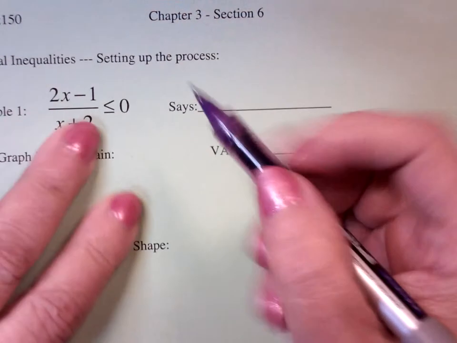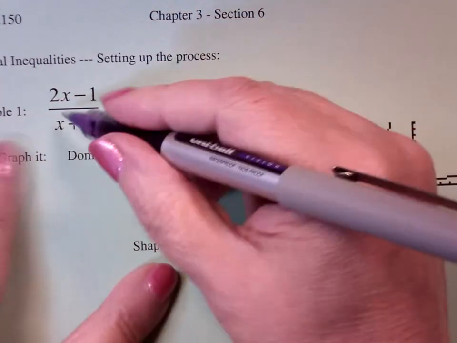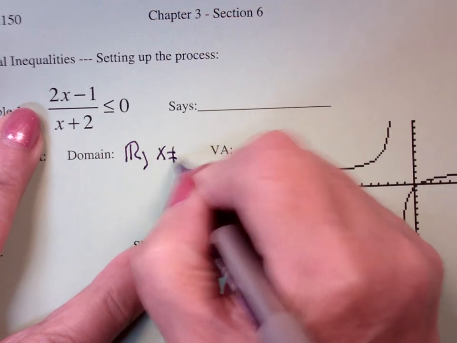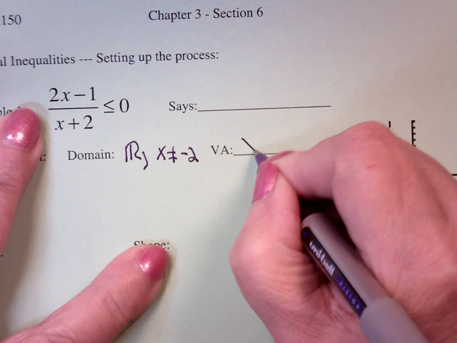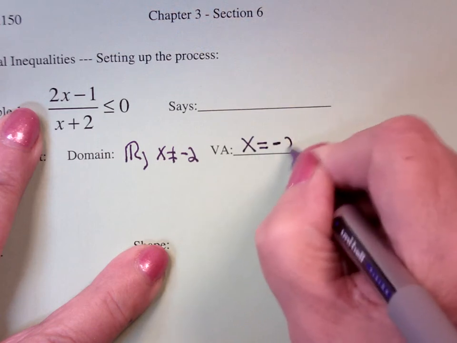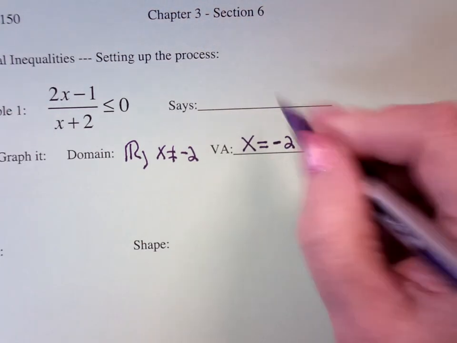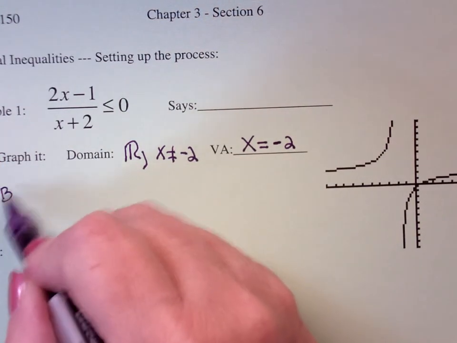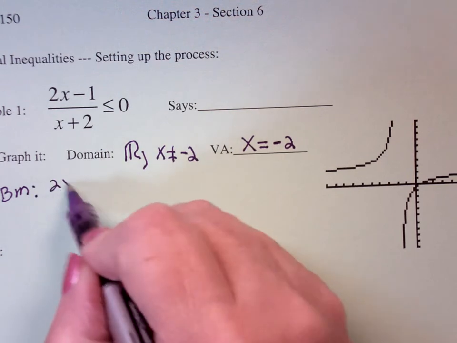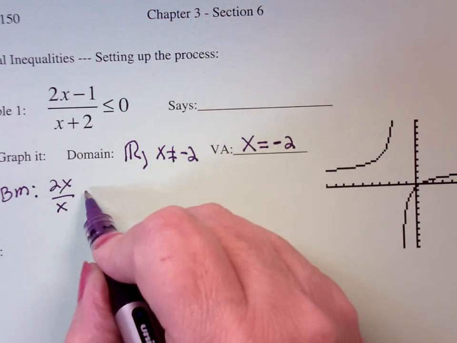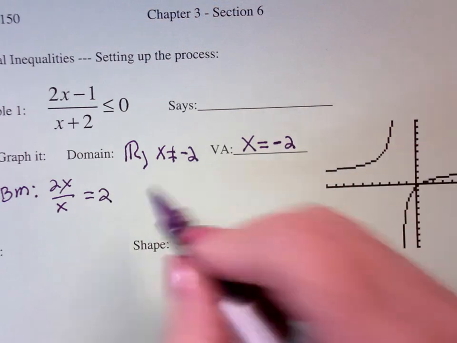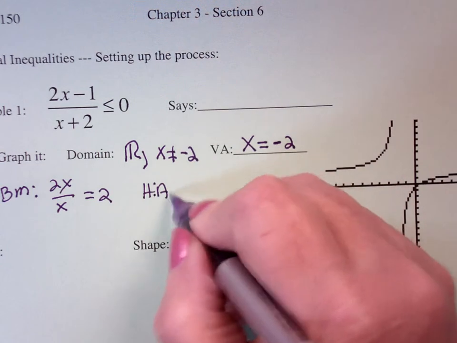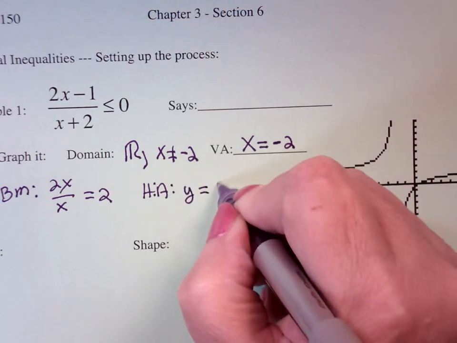If I'm going to graph this guy, I look at the domain. Well, the domain is all real numbers. X can't be negative 2, which means I have a VA at x equals negative 2. I have the end behavior model is 2x over x, a quotient of the highest powers, which is 2. So I have an HA at y equals 2.